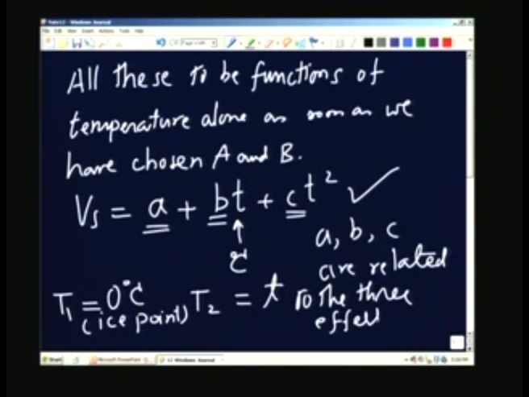So, in lecture number 11, I will start from here. I will find out what is the correspondence between A, B and C and the three coefficients or three effects we have already talked about, and also I will take an example and find out what the magnitudes of these numbers are, and how whatever we have described till now can be used to construct a thermometer. That is our basic reason for talking about these different materials and junctions and circuits and so on. We will get back to that in the next lecture.